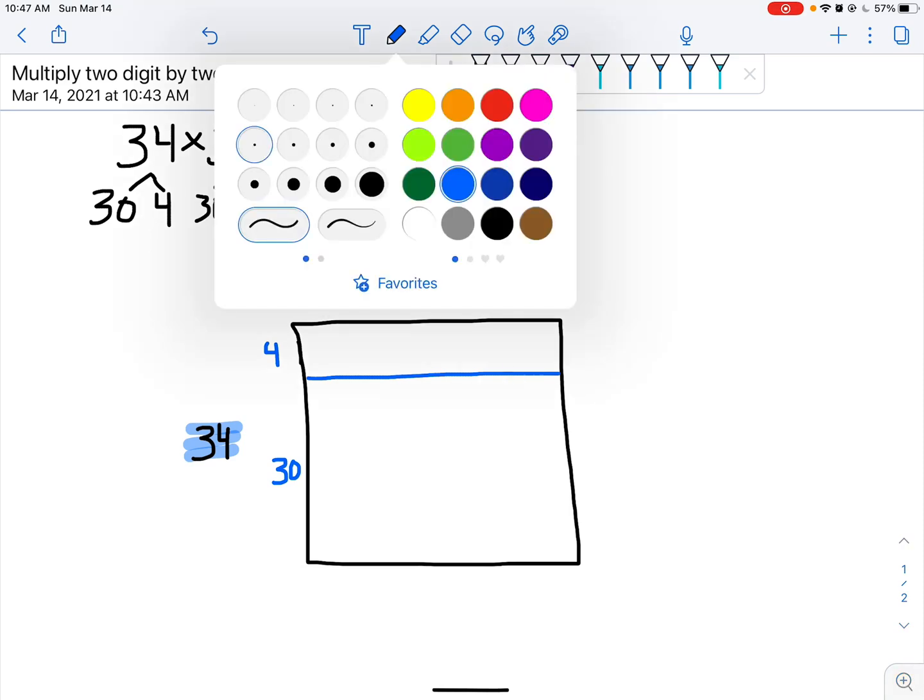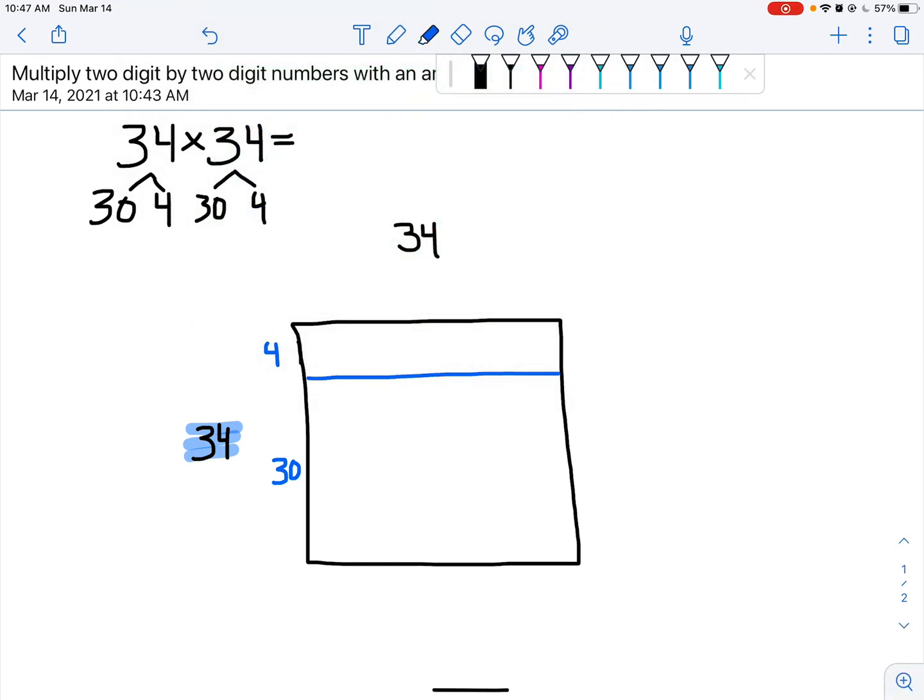So I'm also going to switch my colors. I'm also going to break up this 34 into a 30 and a 4. So this section here of the side length is 30 and this section of the side length is 4.